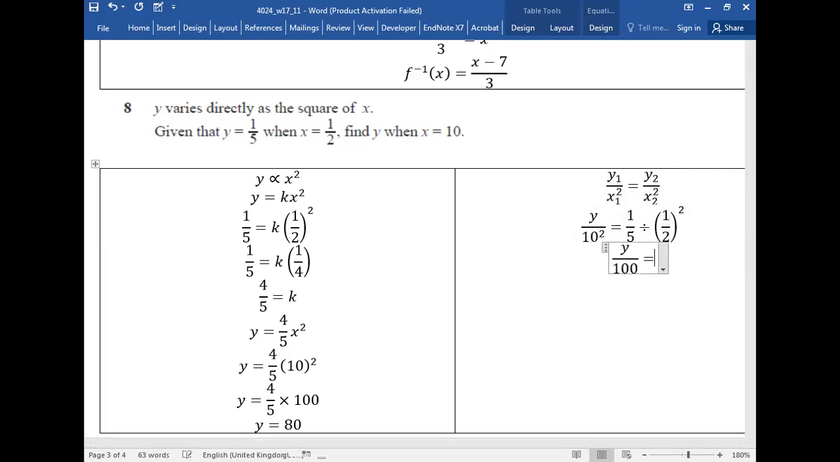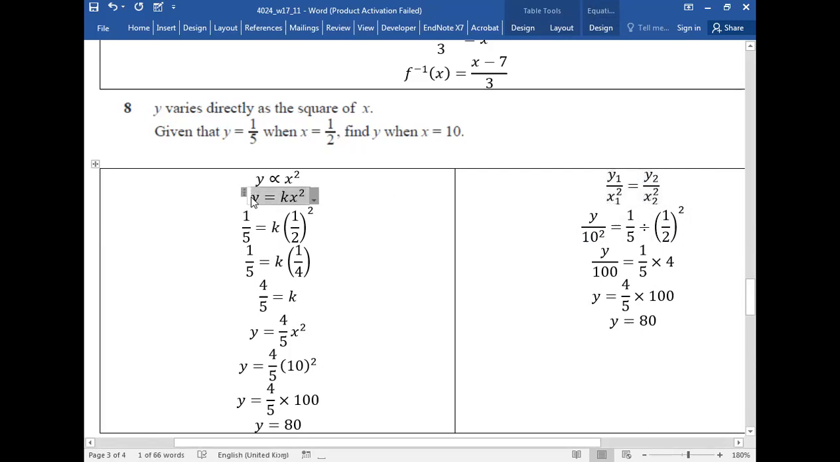So y over 100 is 1 over 5 times 4 over 1, which is 4 over 5 into 100. Y is 80. Understand both the methods. Both are important in some of the very difficult questions. Sometimes this is easier for you and sometimes that.